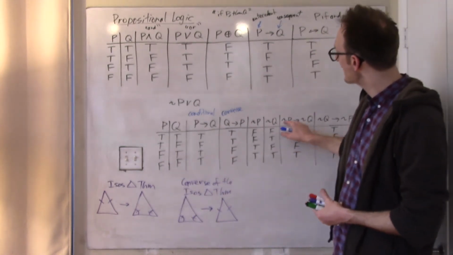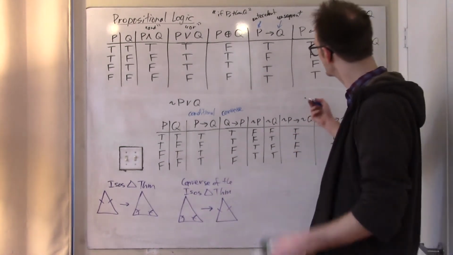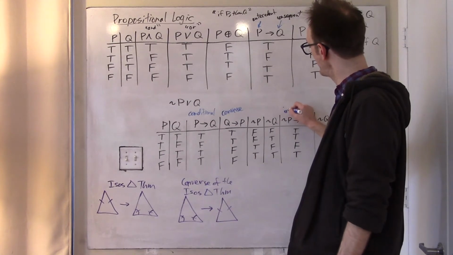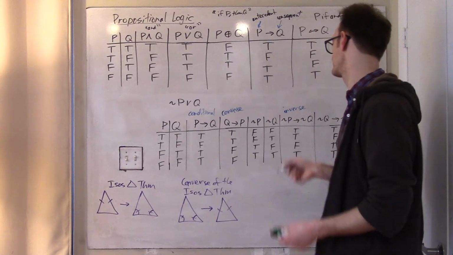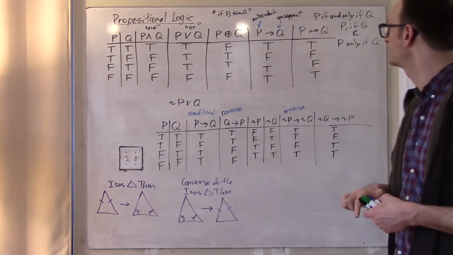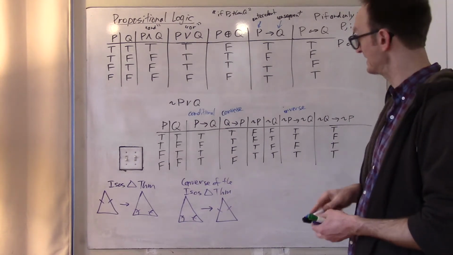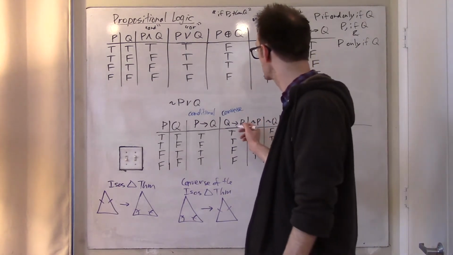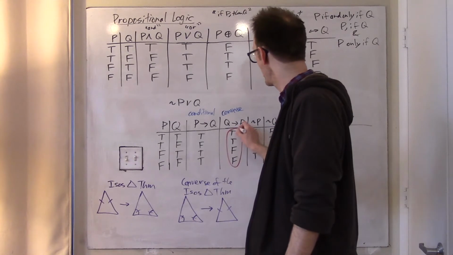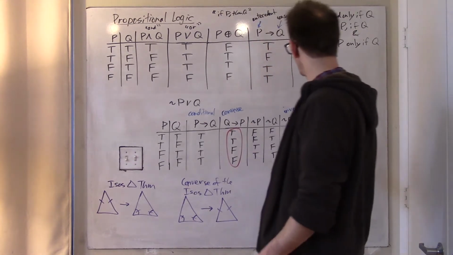All right, what's this? Not P arrow not Q. This is what's known as the inverse. It barely comes up and is just not important, and no one ever talks about it, but that's it. And you can notice that the converse and the inverse are in fact logically equivalent to each other.